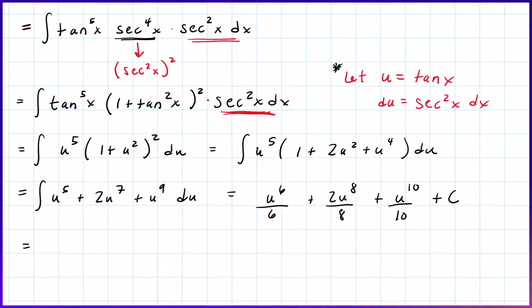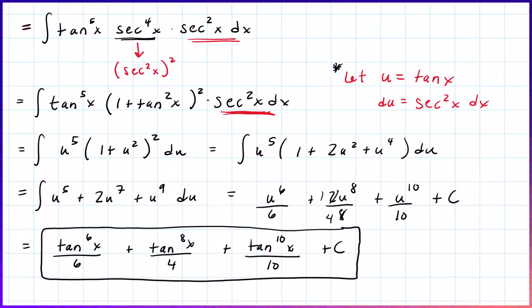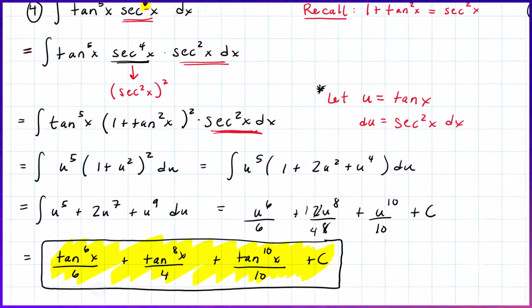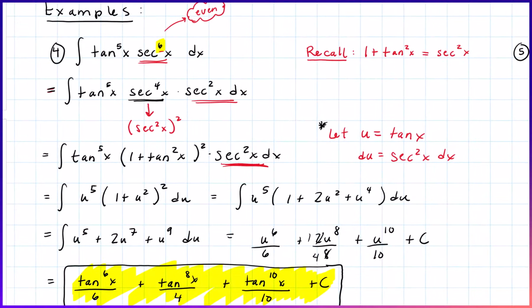And now I just put my u back in. So this becomes tangent to the 6th of x over 6 plus, that becomes a 1/4 when I reduce, so it's tangent to the 8th of x over 4 plus tangent to the 10th of x over 10 plus that integration constant. And doing that little manipulation by pulling that secant squared off, converting everything that was left into tangents, allowed me to make that u substitution and integrate. So that's if we've got an even power on the secant, that is our strategy.